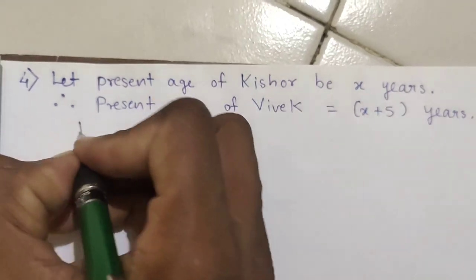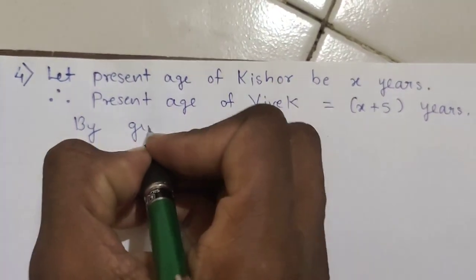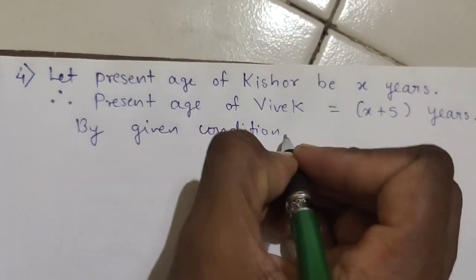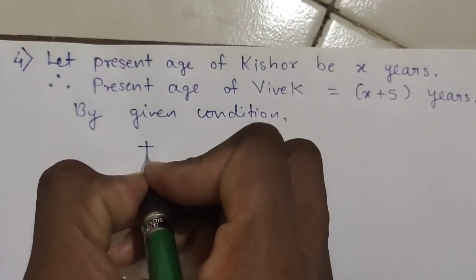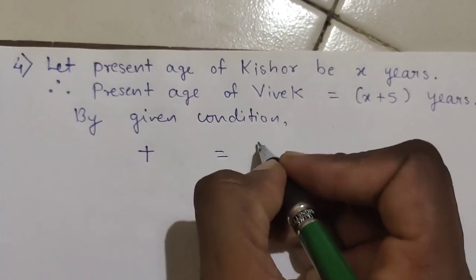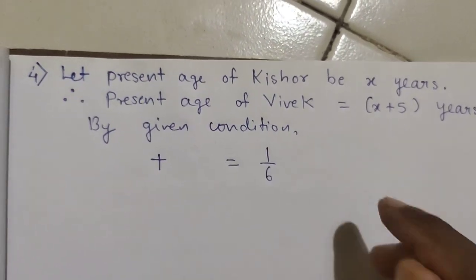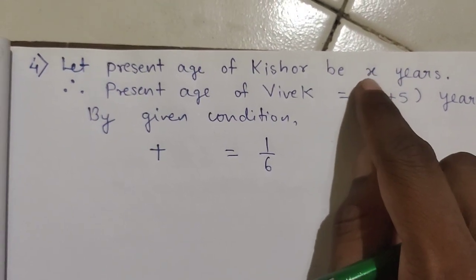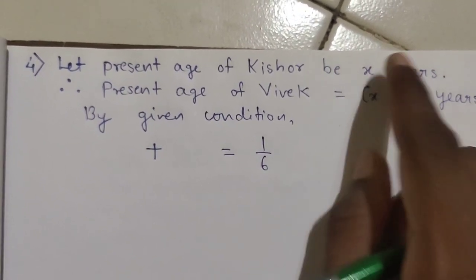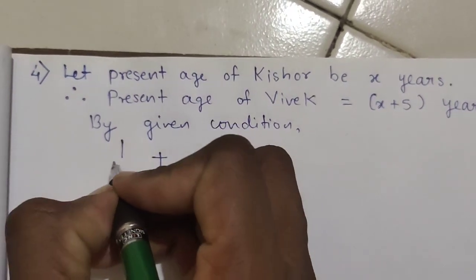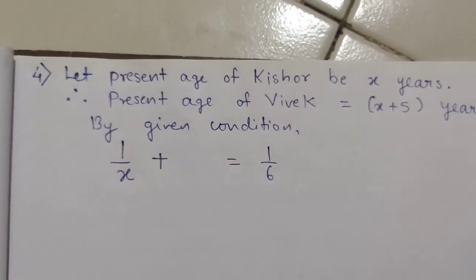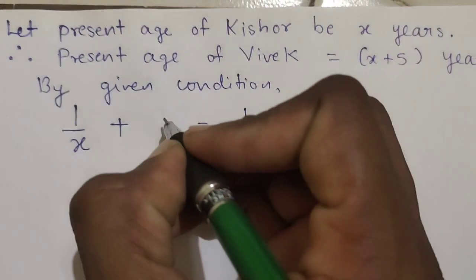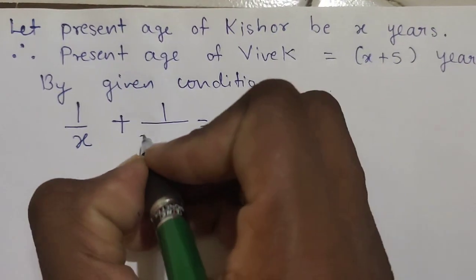Okay, now by the given condition, what is the condition? The sum of their reciprocals is 1 upon 6. Now you need to take the reciprocal of these two. The first one is X, the age of Kishore, so its reciprocal is 1 upon X. And the reciprocal of the other is 1 upon X plus 5.